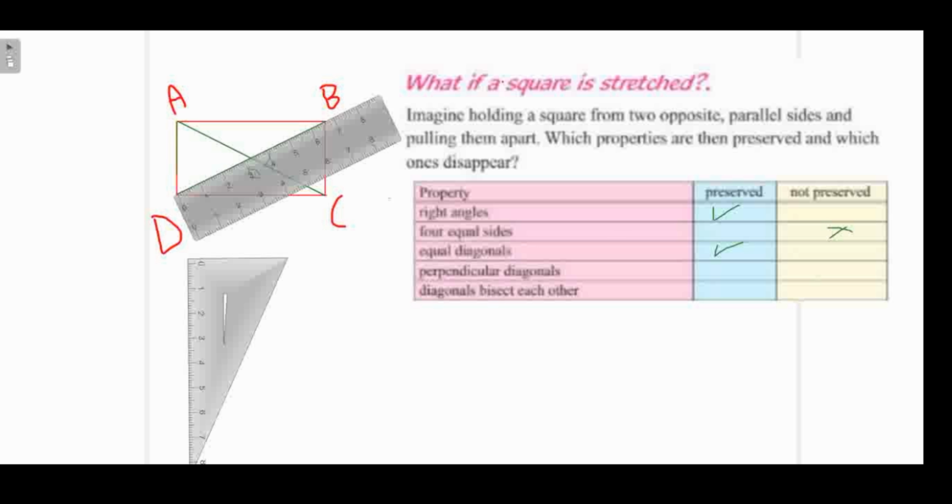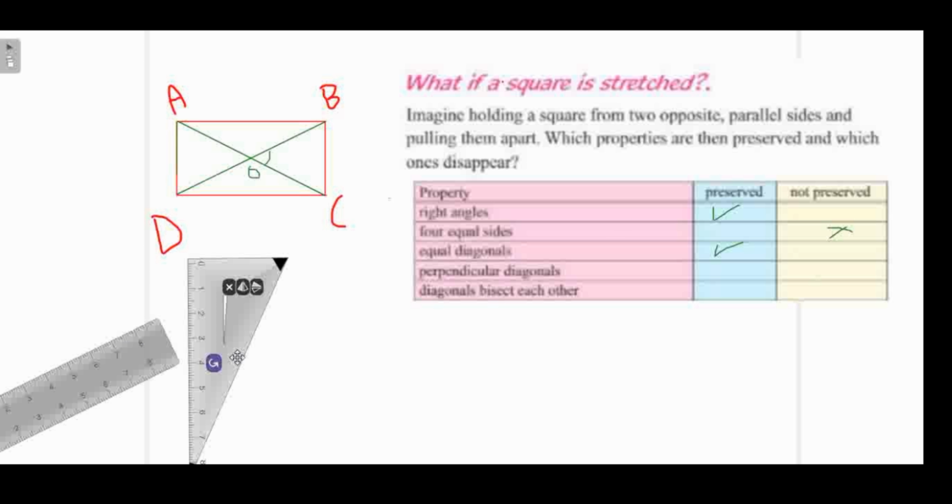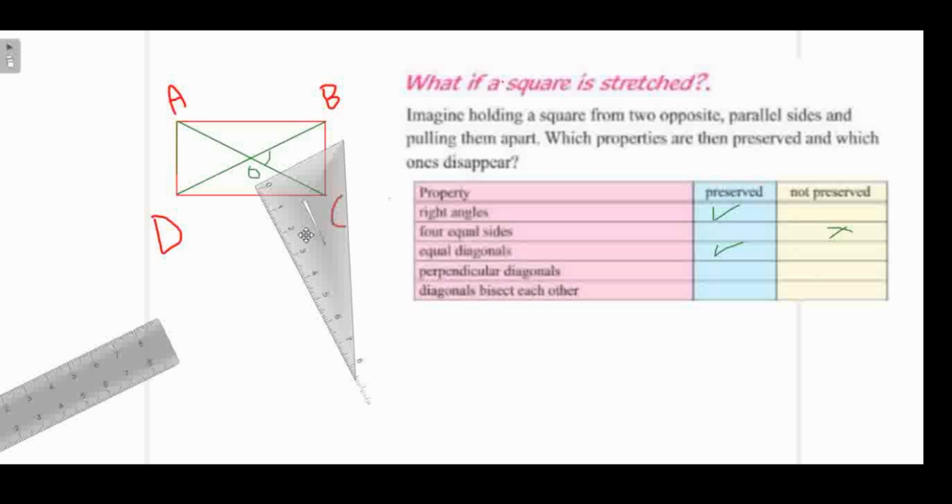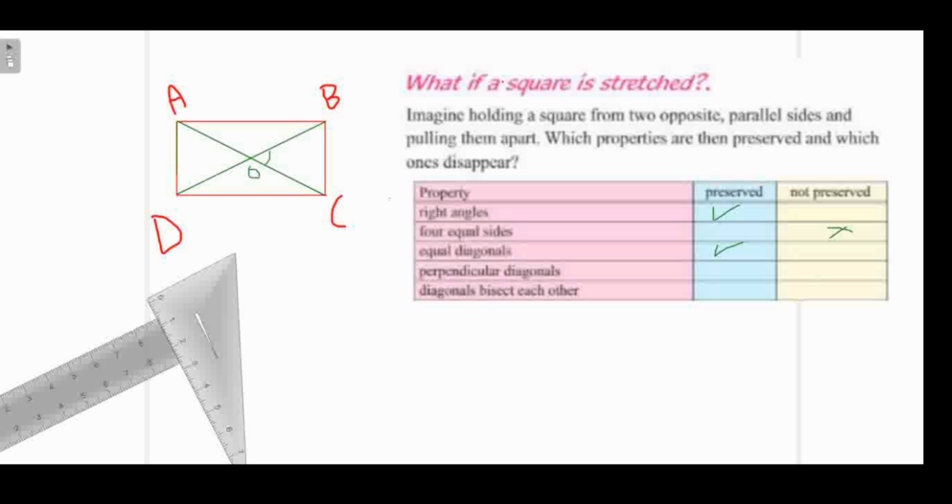Perpendicular diagonals. In order to check if the diagonals are perpendicular, of course I'm going to use a set square. Let's say the angle COD, it's the angle between the two diagonals. Of course it is clear that it's not perpendicular, but I will use a set square to ensure that. So here it is not perpendicular, it's less than 90. So this property is not preserved, so the diagonals are not perpendicular in a rectangle.